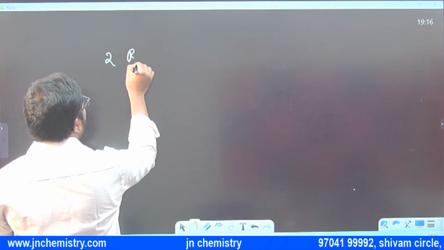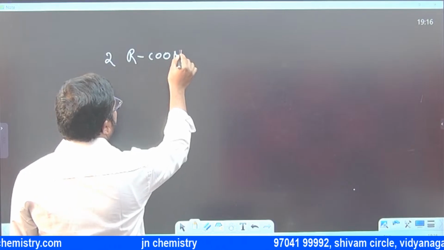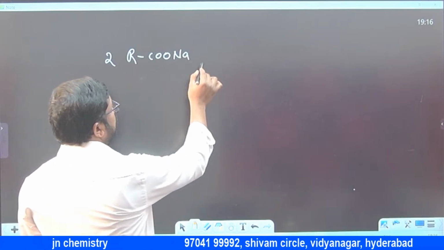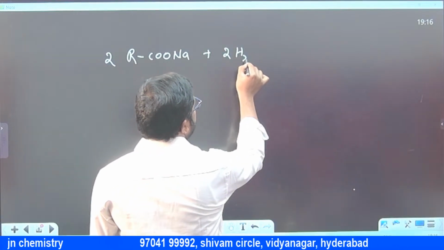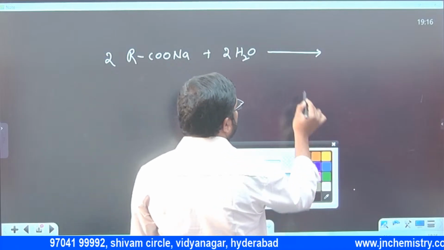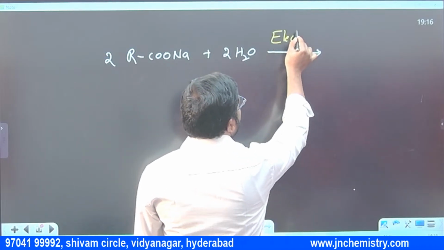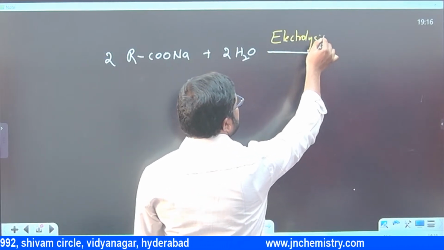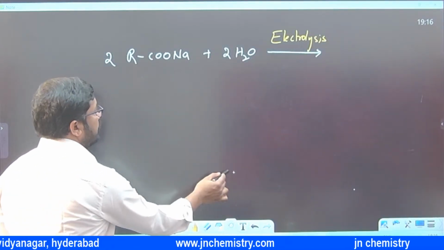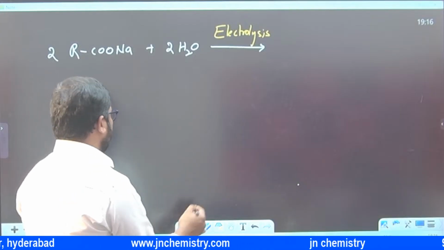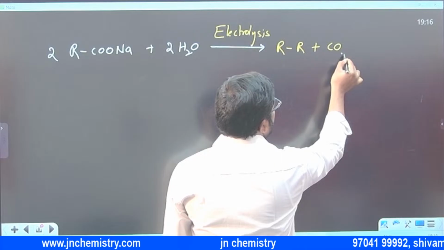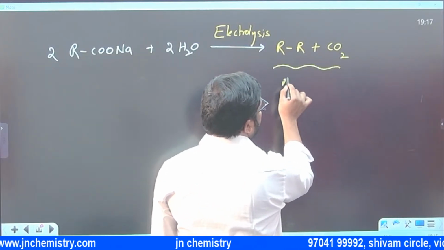2 moles of RCOONa, plus 2 moles of water. What are we doing? Electrolysis. We'll get R-R plus CO2. These are at anode.